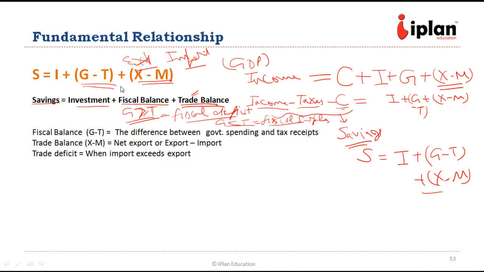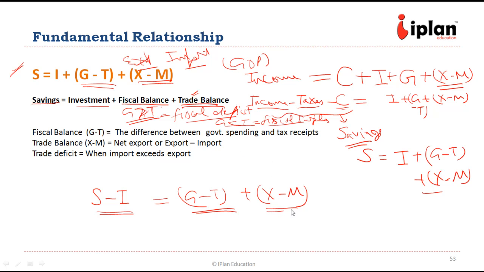So overall, this equation has to be balanced, or we can say S minus I will be equal to G minus T plus X minus M. Or in other words, this G minus T, which is our fiscal deficit, has to be funded by either X minus M, higher exports than imports, or the trade surplus, or there has to be high savings in the economy. Income should be higher so that saving is more than investment.